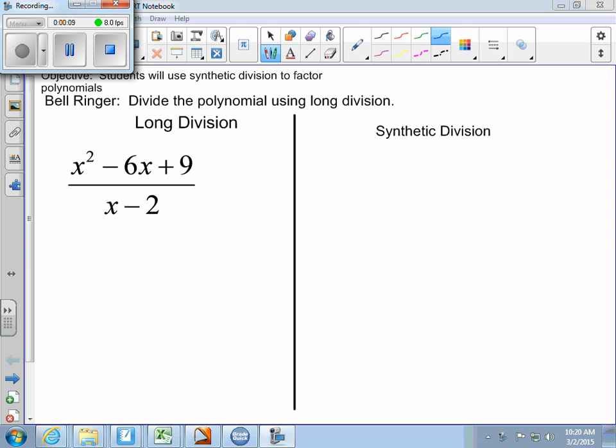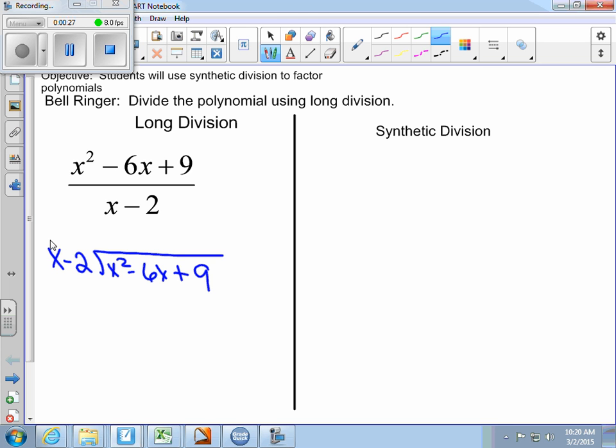And learn how to do synthetic division, which is a shortcut. And then we're going to learn what we can do with long division and polynomials and how that can help us. So long division, we have x minus 2 into x squared minus 6x plus 9.